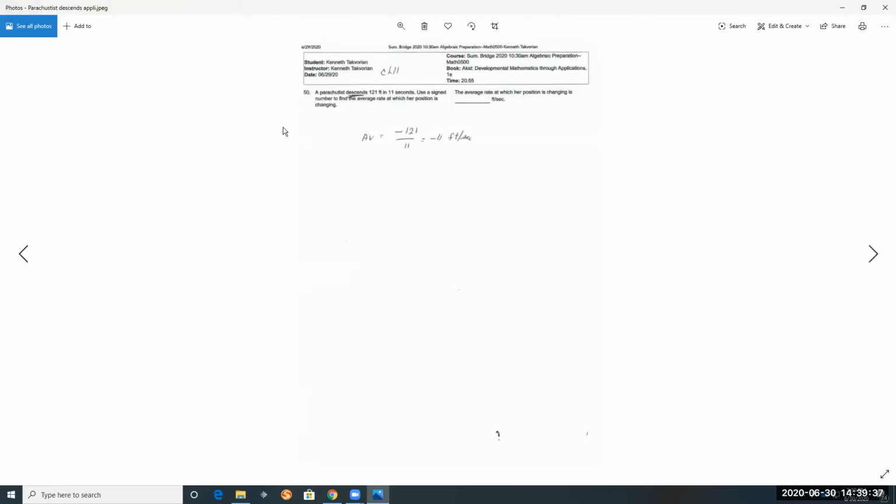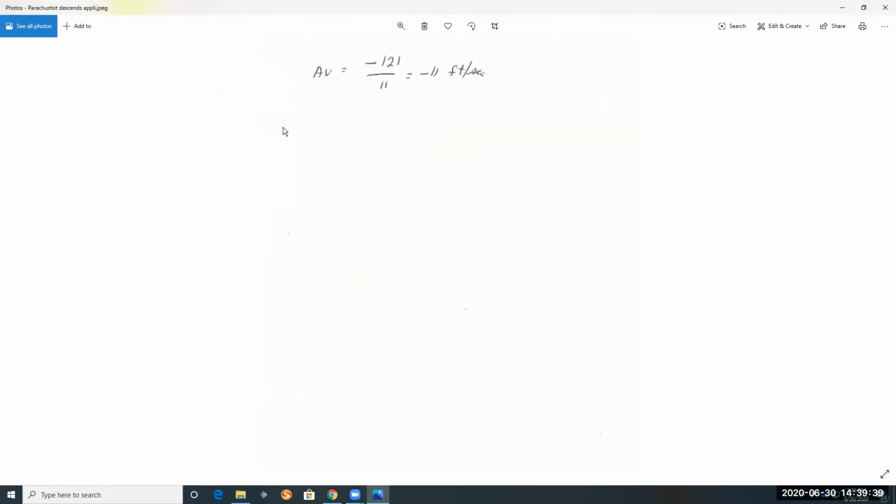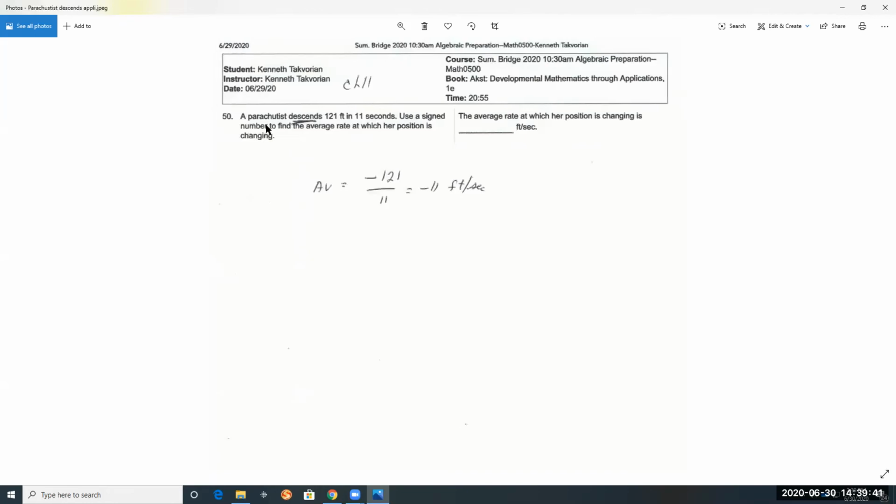Let's interpret signs. We need signed values. A parachutist descends, meaning negative, 121 feet in 11 seconds. Use a signed number to find the average rate at which her position is changing. Her position is coming downwards, so it's negative 121. She does that in 11 seconds. Dividing one by the other, we come up with an answer of negative 11 feet per second.